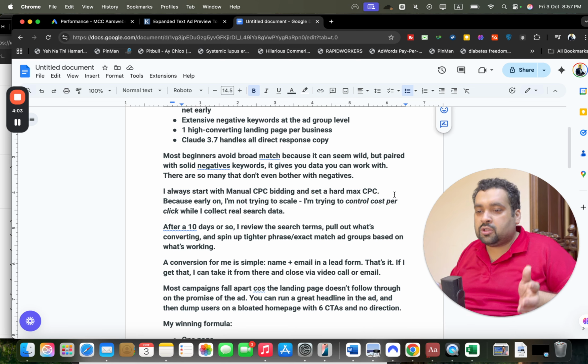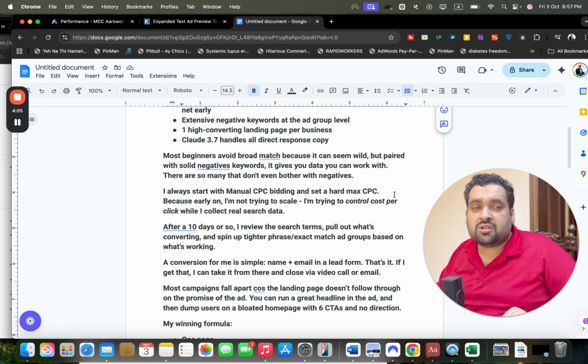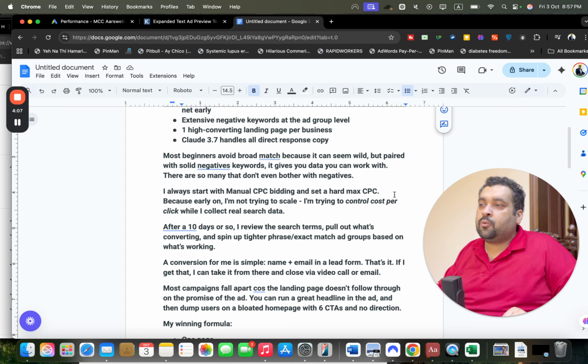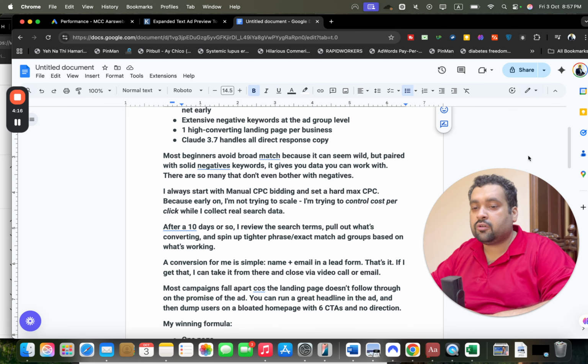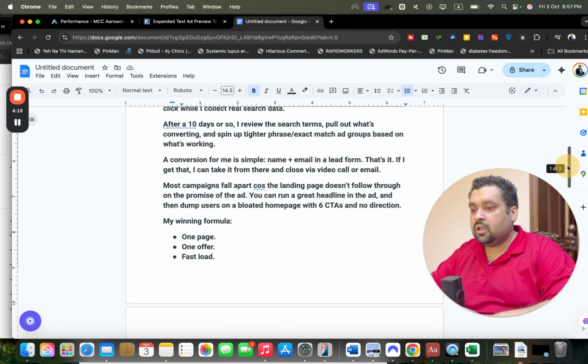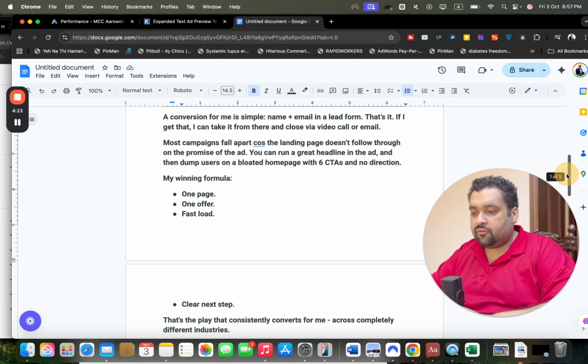Also, you can create both landing pages, and both can link with each other. But if you put all of the stuff on one page, that's going to confuse the user and their attention will be lost, which is why I recommend creating a different landing page for each campaign. So the winning formula is one page, one offer, and fast loading.